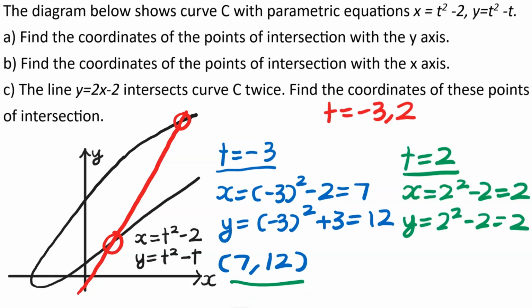Then the other one is going to be when t is equal to 2, so x is going to be equal to 2 squared minus 2. 2 squared is 4, 4 minus 2 is 2, and then y is equal to t squared minus t, so it's 2 squared minus 2, which is also equal to 2. Therefore the other coordinate is 2, 2. So these are the 2 points of intersection with the line y is equal to 2x minus 2.